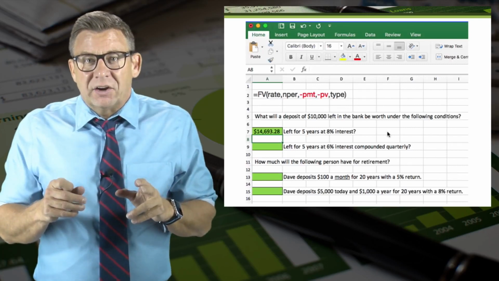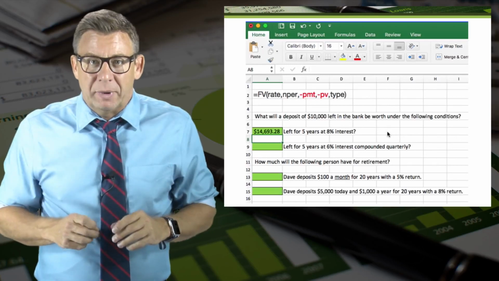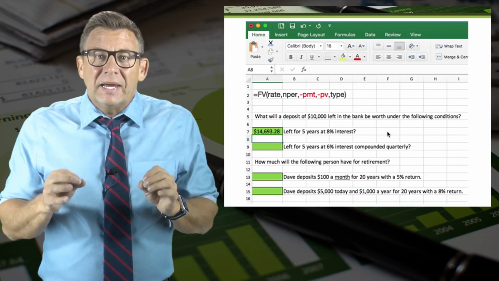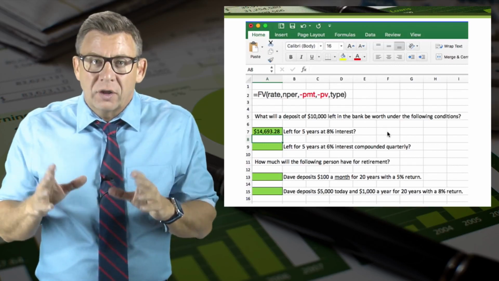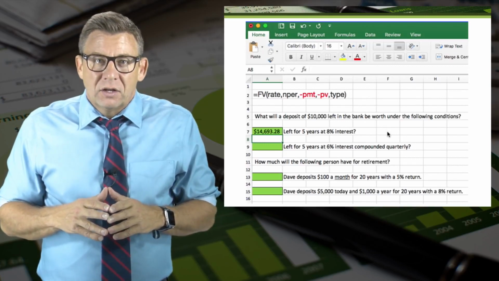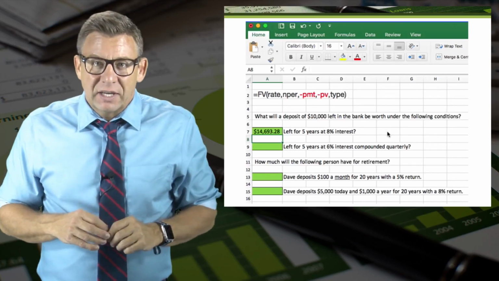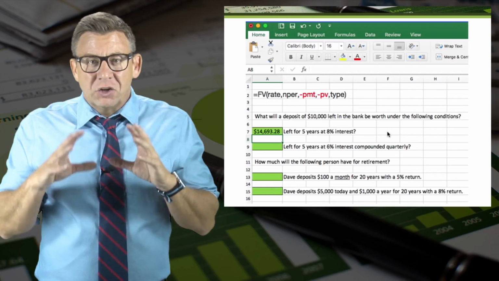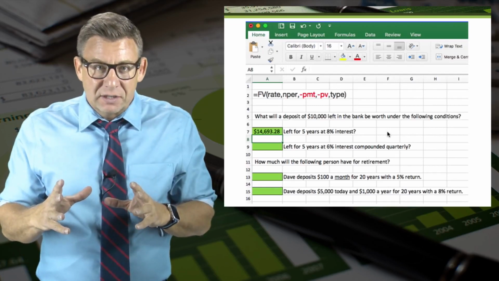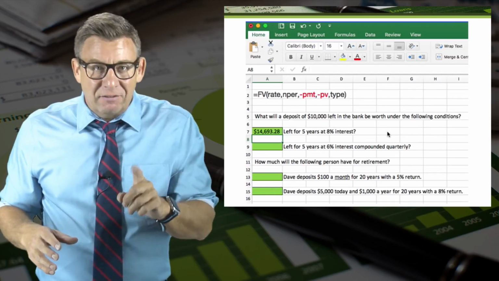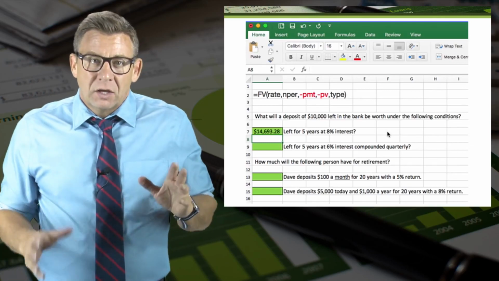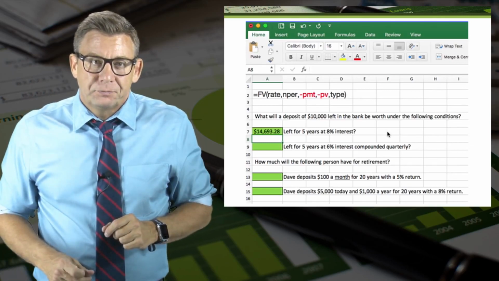Before we do the next scenario, I want to explain quarterly compounding. When we have quarterly compounding, we need to quarter the annual interest rate. So the rate isn't 6%, it's 6% divided by 4. And we need to quadruple the number of periods. So the periods aren't 5, they are 5 times 4. So let's see this in action.